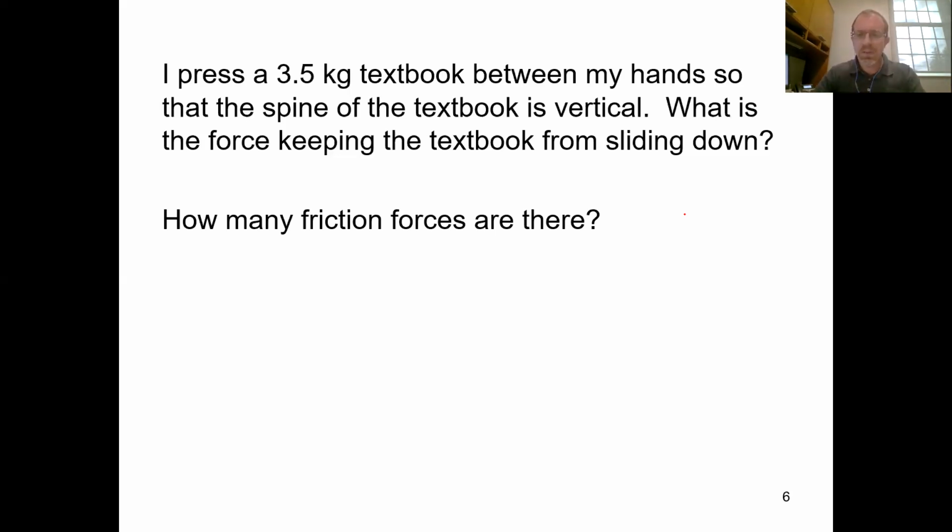Well, in order to figure that out, we can maybe start to draw a free body diagram. We know that we've got the weight, Earth on book, downwards. And then what else? This hand, my right hand, hopefully that's my right hand for you guys. My right hand is pushing on the textbook. So I've got a normal force of my right hand on book. And then I've got a normal force of my left hand on the book going this way.